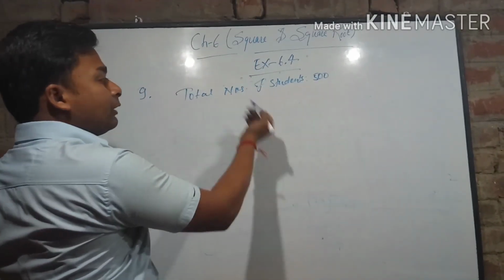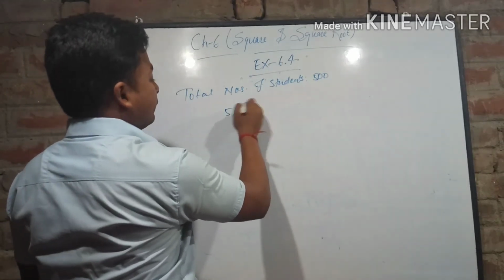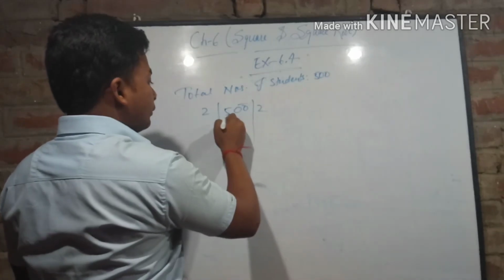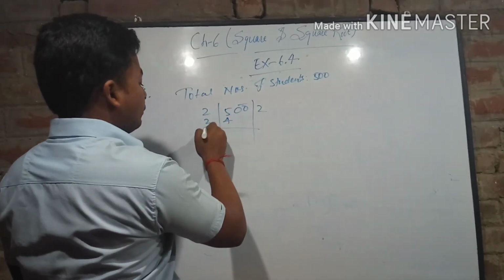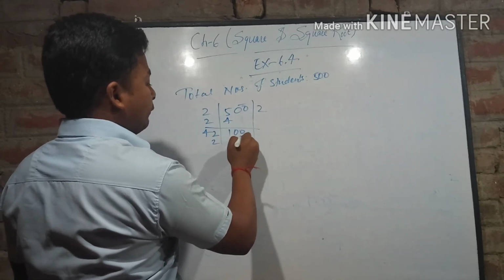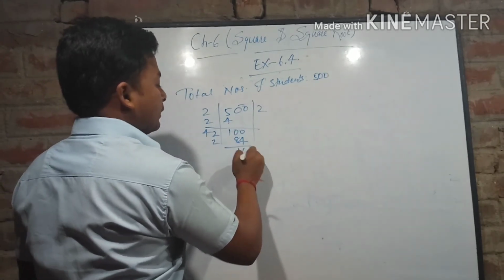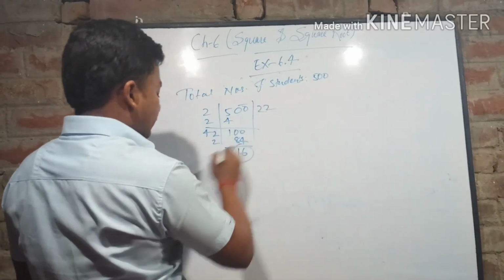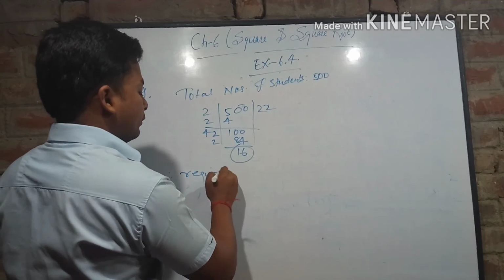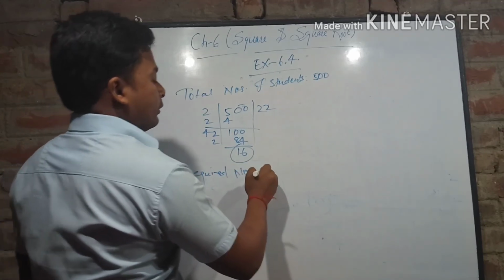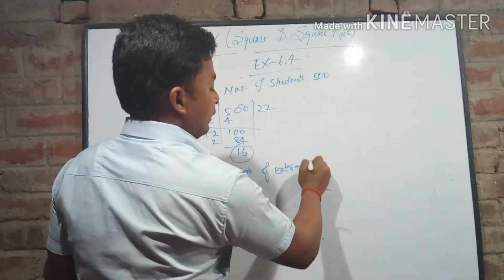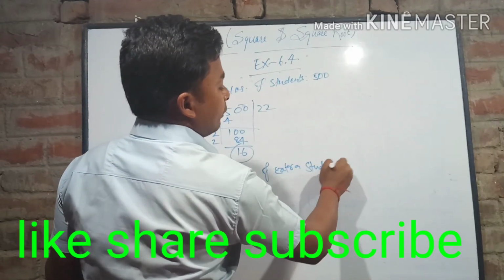So we will find out the square root of 500 by long division only. 2, 2, 4, 2, 4, 1, 0, 0, 2, 84, and the remainder is 16. So how many students are there? The required number of extra students who will not join the drill is equal to 16.